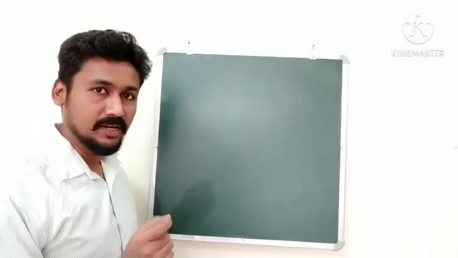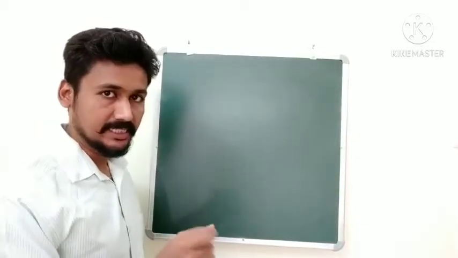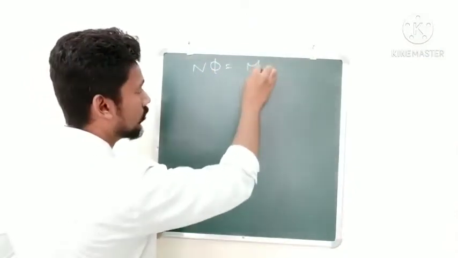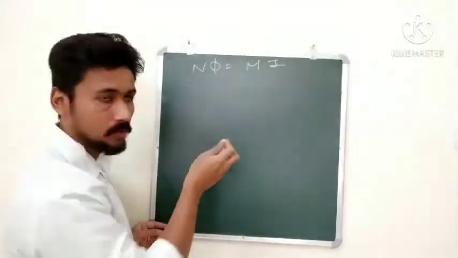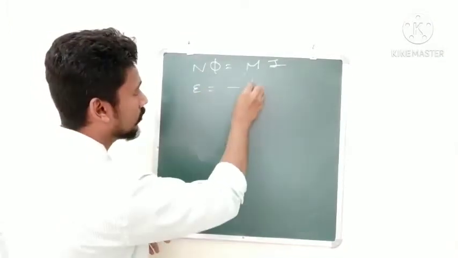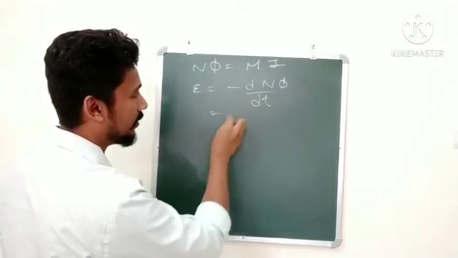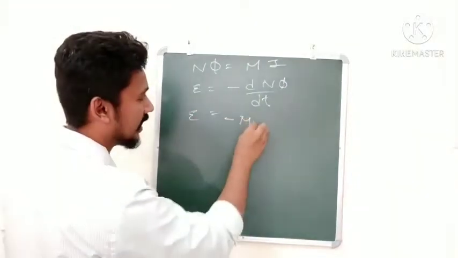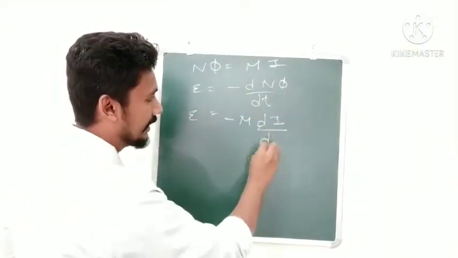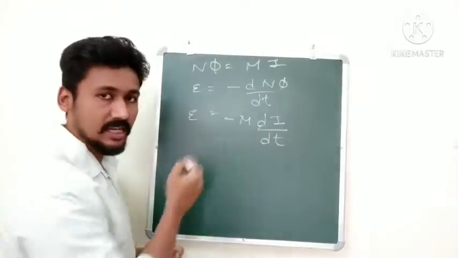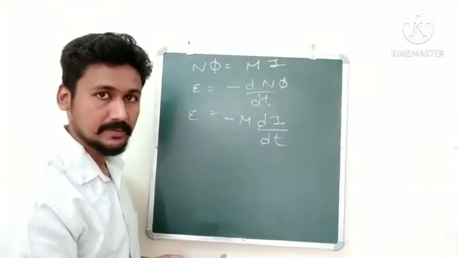The same treatment we can do for the mutual inductance as well. That is, we can write N phi is equal to the mutual inductance into the current. Again we get E is equal to minus d N phi by dt. N phi is equal to Mi, so we get E is equal to minus M di by dt. So the relationship will be the same, only here instead of self we are having the mutual inductance. I hope that was understood.